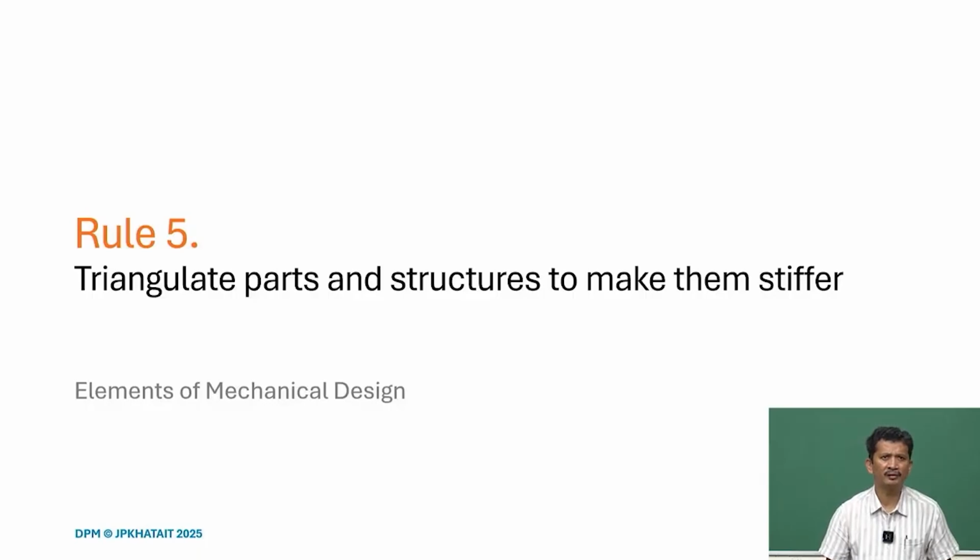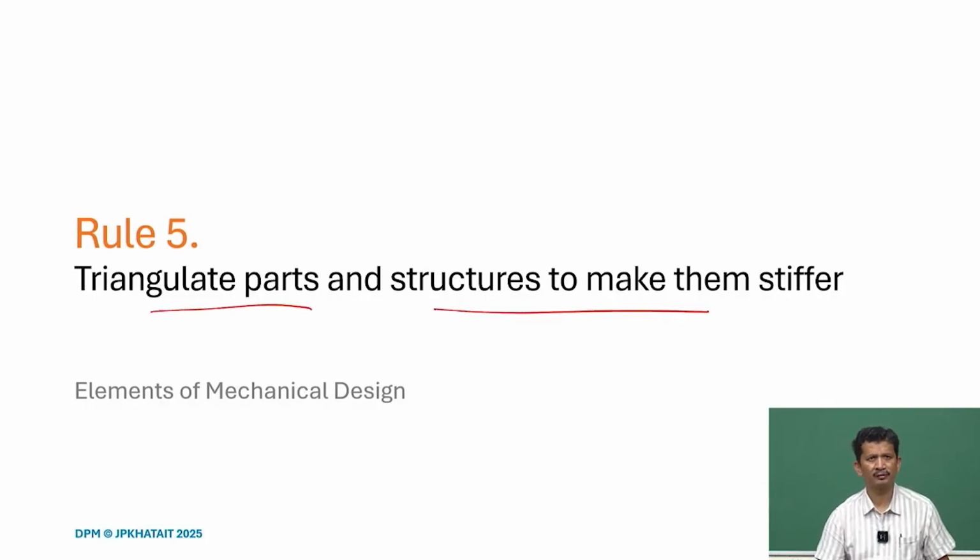Another rule is to triangulate parts and structures to make them stiffer. We talk about rigid bodies and we talk about exact constraint design, assuming that they are perfectly rigid, but we are aware that everything has a limited stiffness. So, depending on the requirement, if we are looking for rigidity, higher stiffness, then how should we design it? One of the ways is the triangulation of the parts and the structures.